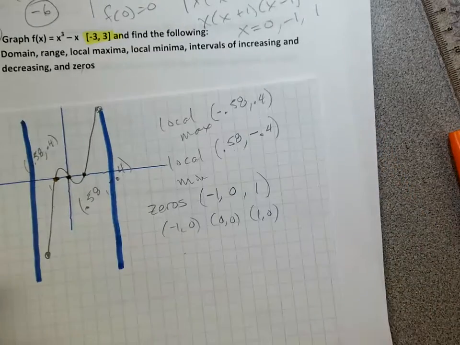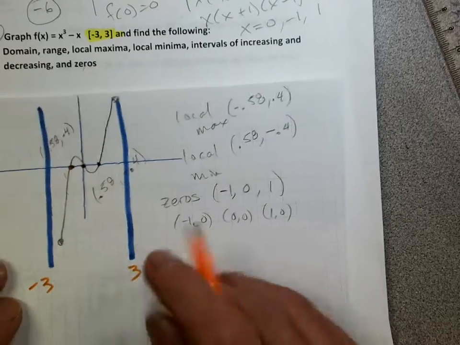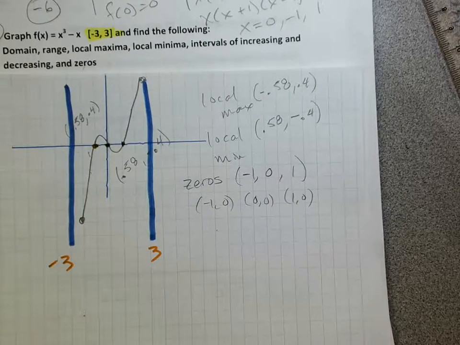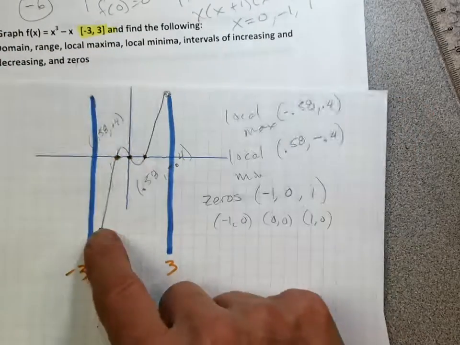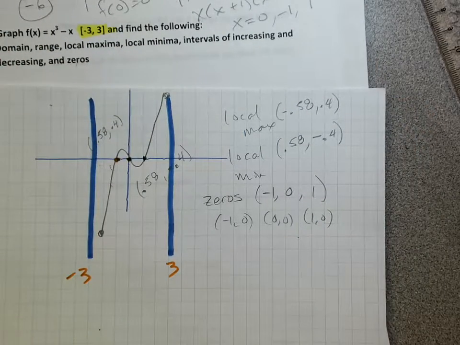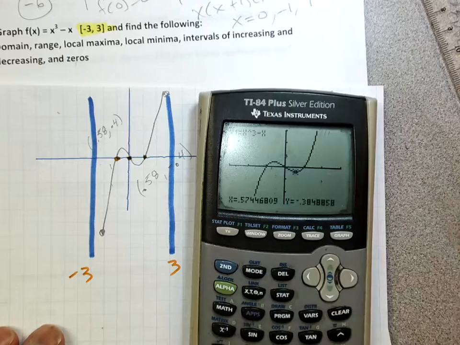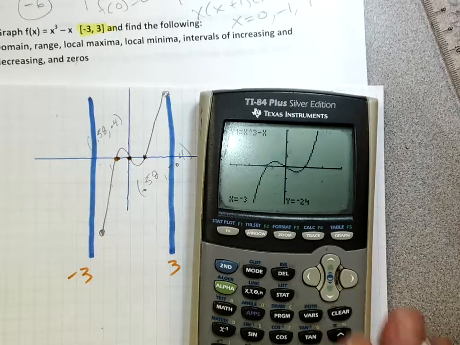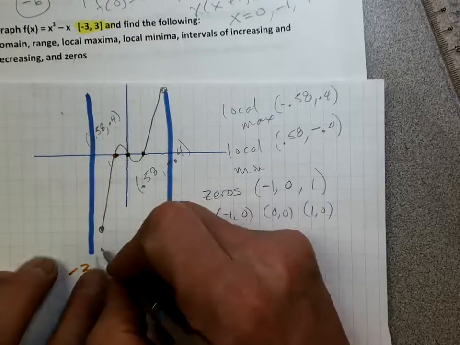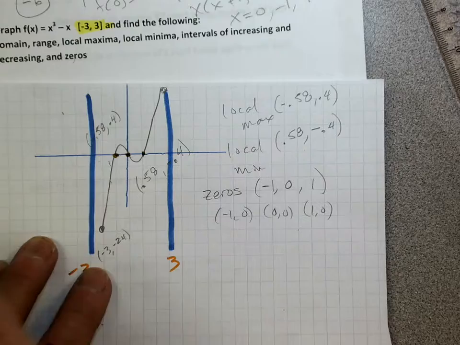I'm only looking at it between negative 3 and 3, all right? So that's the only part of the graph I need to look at. I don't need to look at anything else, but I want to find out what these values are. So the easiest way to do that is to go to my trace button, okay? So if I just go to trace, let's try negative 3, negative 24. So it's way down there, but we'll just put it as negative 3, negative 24.